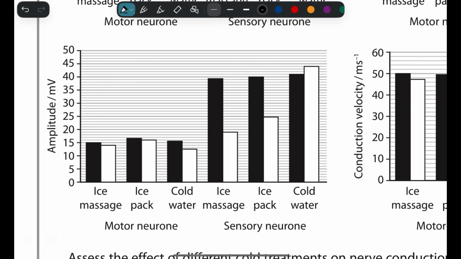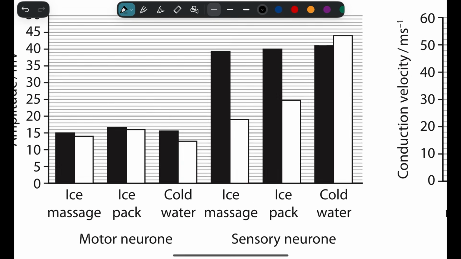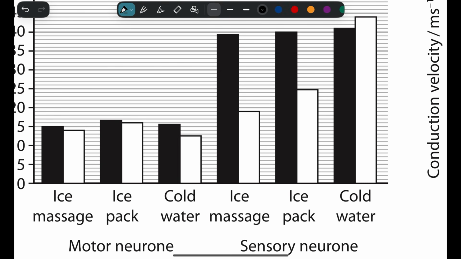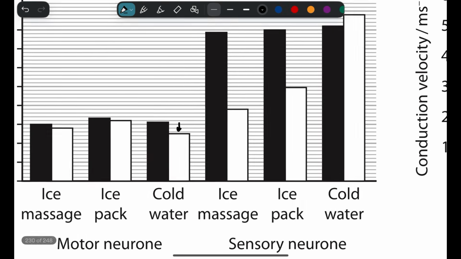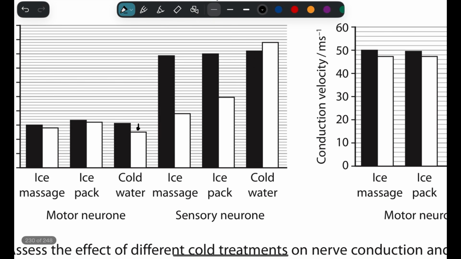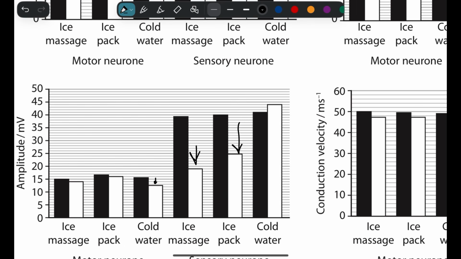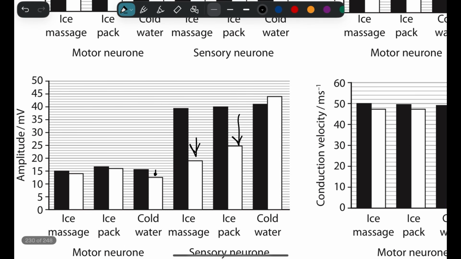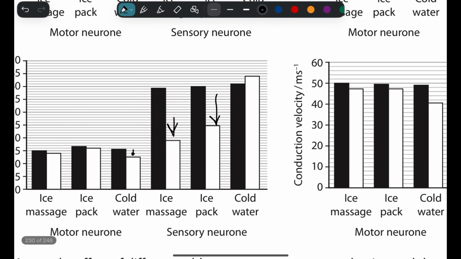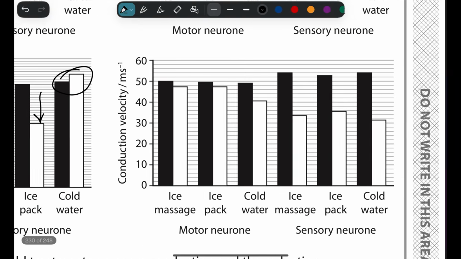Cool. Amplitude, we talked about maybe being about summation, amplitude being like how we're getting more and more action potentials per se. In terms of that, what I can see is very similar for ice pack and ice massage. Cold water has gone down a bit for the motor neuron. And then for the sensory neuron, ice massage and ice pack have gone down quite a lot, but it's actually gone up in the cold water, which is interesting. Now, what is quite good about that is if we're lowering the amplitude, we get fewer impulses, which again is going to mean we're going to get less cramp, we're going to get less pain for the most part. But I definitely mentioned this, as it seems to be something interesting.